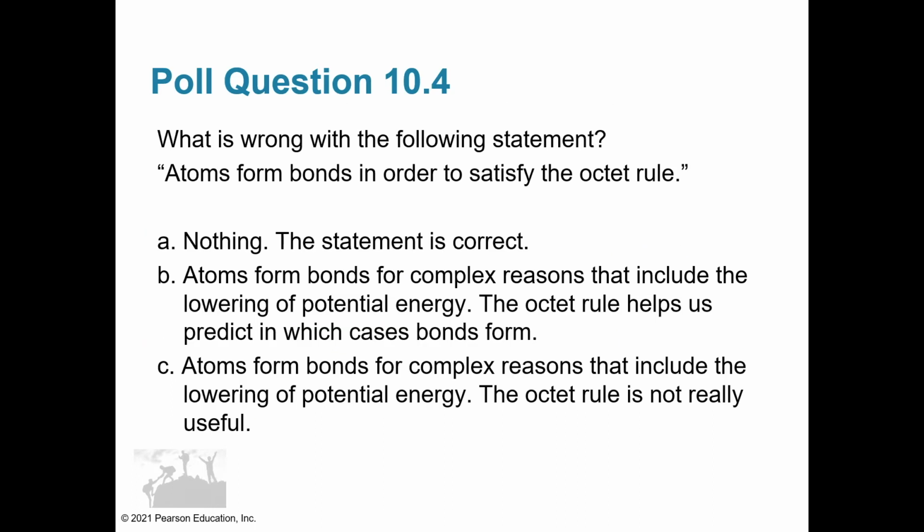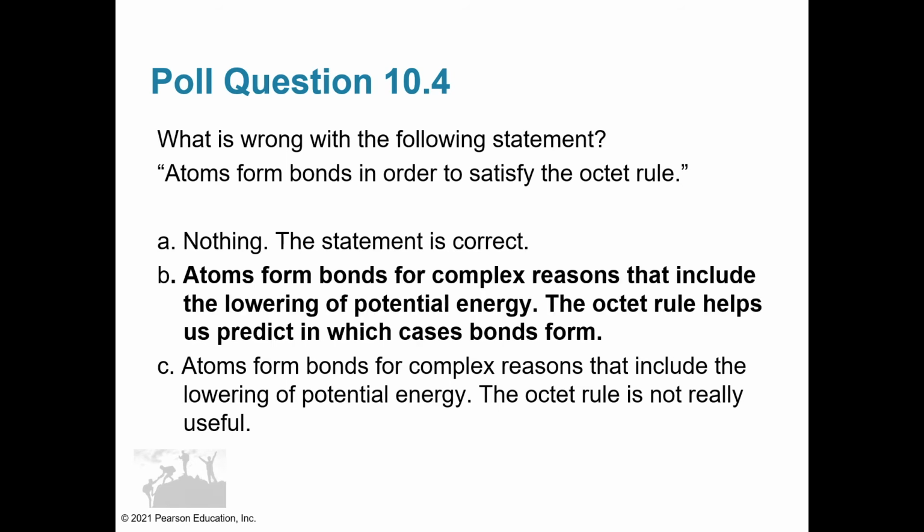Let's test what we've learned so far. So take a look at this statement here and say what is wrong with it. Atoms form bonds in order to satisfy the Octet Rule. So pause the video, read through the choices carefully, and when you're ready for the answer, click play.